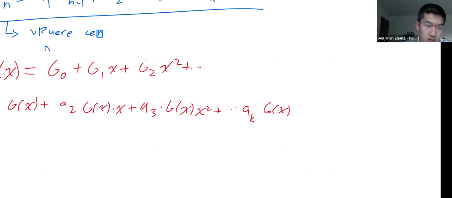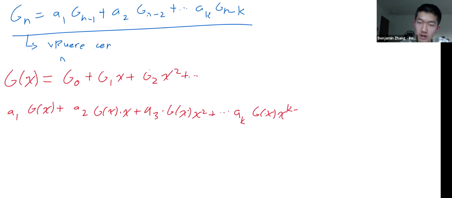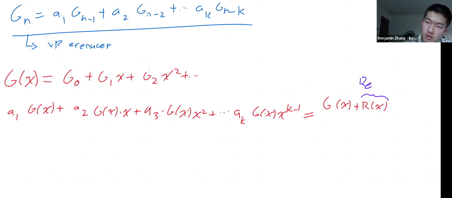Okay, and we claim that this is equal to g of x plus some remainder polynomial, which we denote r of x. So this is some remainder, all over x.